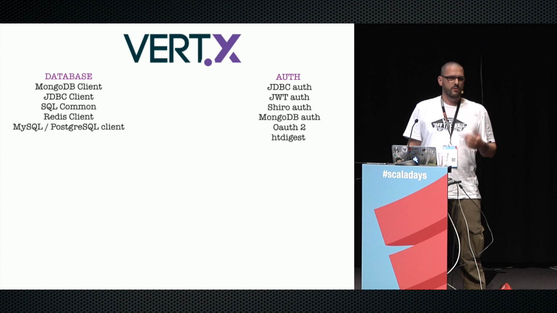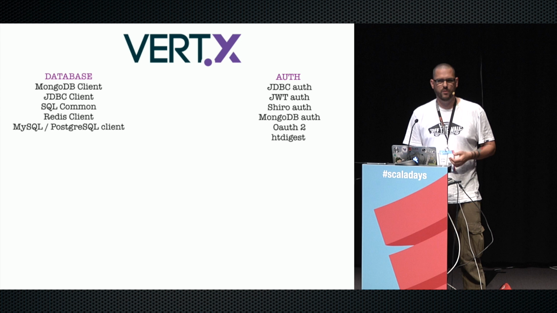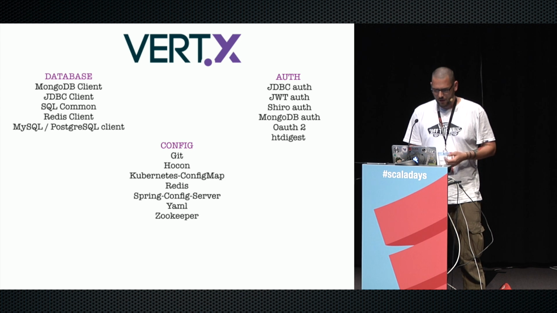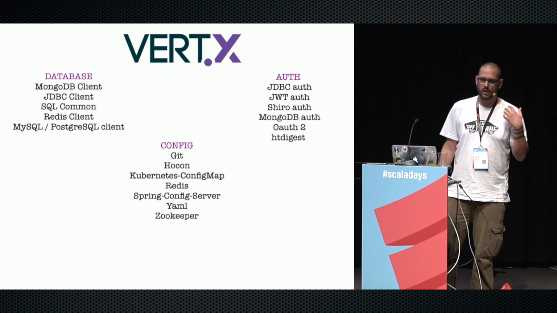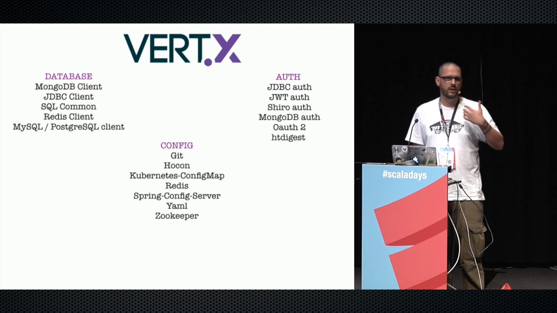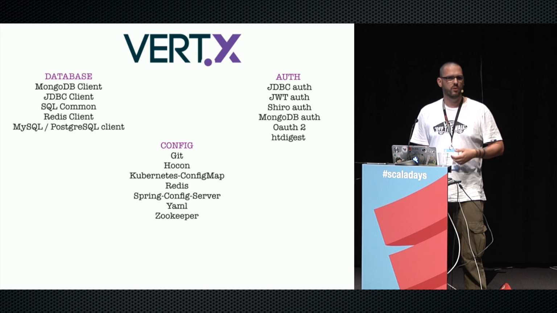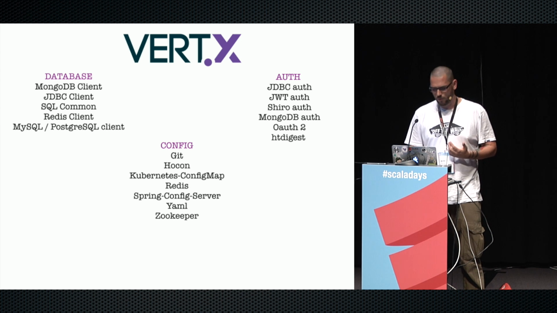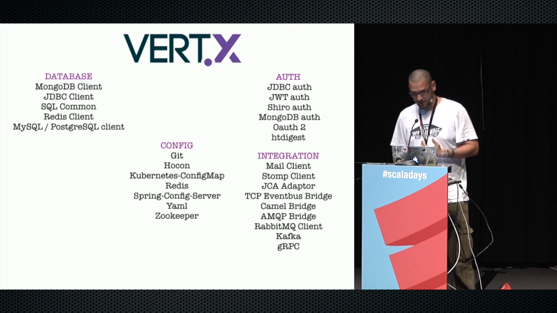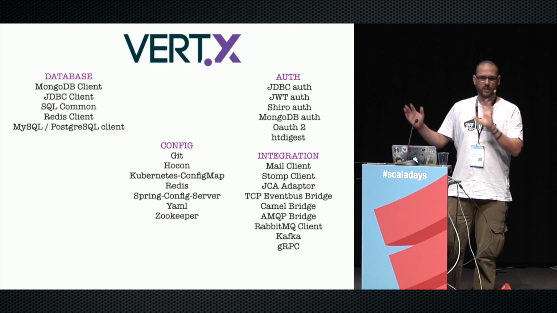Next part is authentication. We have a rich set of things to pick from. Configuration, which is a pretty recent addition, so we can update at runtime. We can adapt to changes in the configuration during runtime. We can go with Kubernetes config maybe, we can go to a Spring config server, and we can update during runtime.